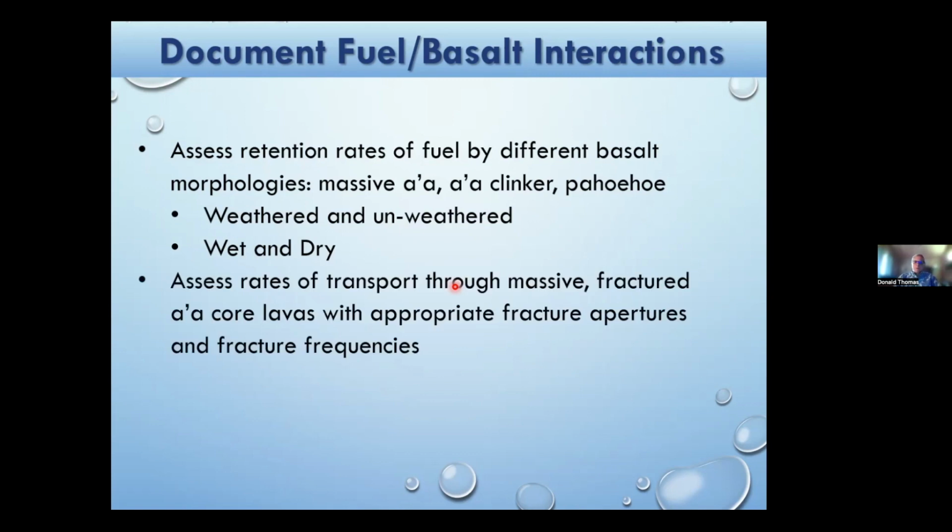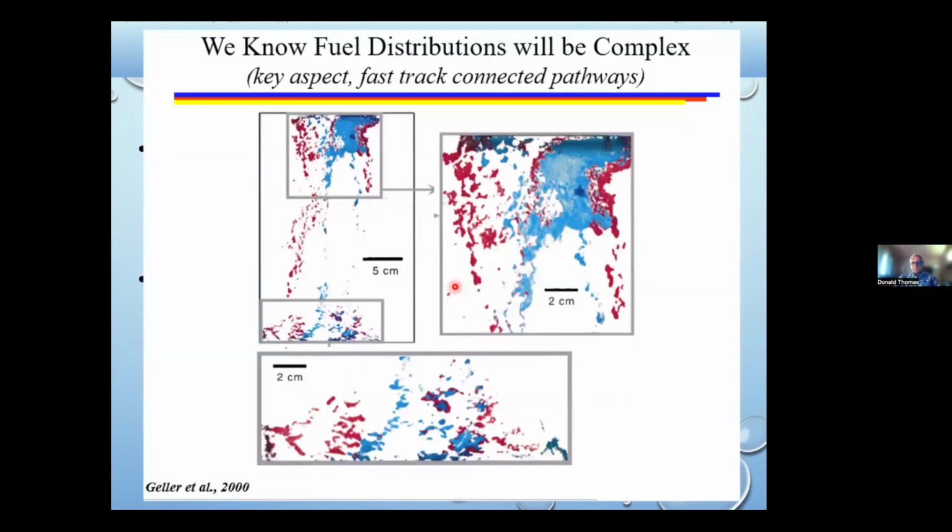Ultimately, what we hope to do then is assess the rate of transport through massive and fractured core lavas, and do modeling of fracture apertures and fracture frequencies to determine how that fuel is moving. And we know that is a very complex process.